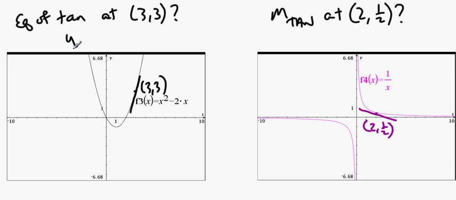Okay, so the equation of the tangent line is y minus 3 equals 4 times x minus 3. Hopefully you at least got those 3's right, and then the slope. And that makes sense. The line looks like it's got a slope of about 4. And then over on the right side, the slope of that tangent line is negative 1/4. And again, that sort of makes sense. The line's got a slope of about negative 1/4. Okay, thanks everybody.